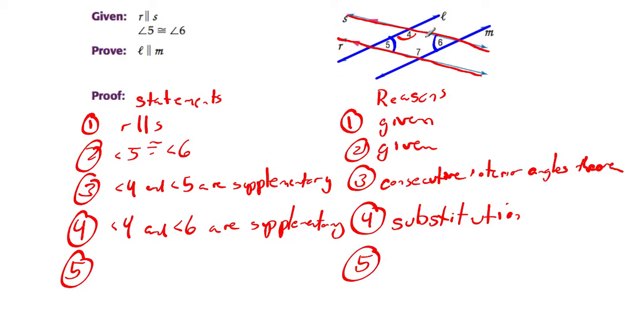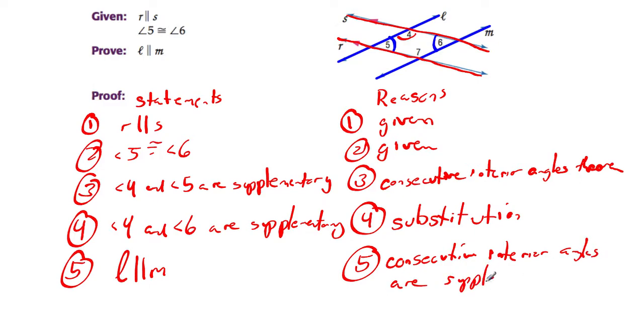Well, wait a minute. If angle 4 and angle 6 are supplementary, that must mean that L is parallel to M, and that's because consecutive interior angles are supplementary, making those lines parallel. So I proved what I wanted to prove. I'm done. That's it.